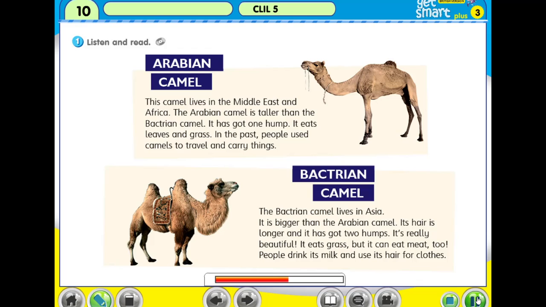Bactrian camel. The Bactrian camel lives in Asia. It is bigger than the Arabian camel. Its hair is longer and it has got two humps. It's really beautiful. It eats grass, but it can eat meat too. People drink its milk and use its hair for clothes.